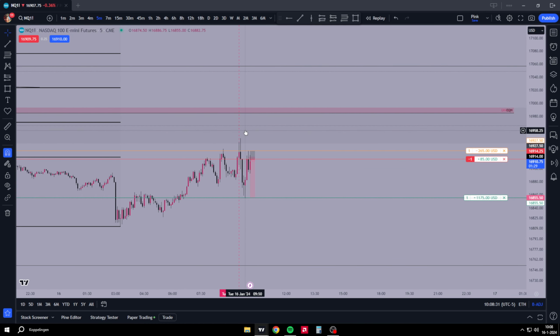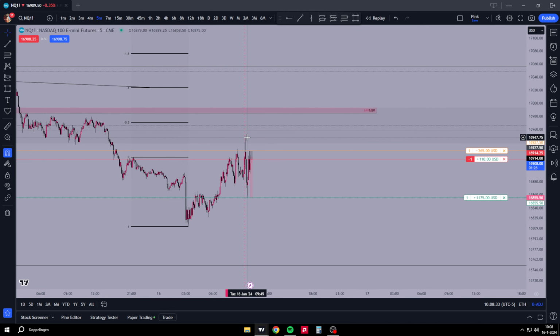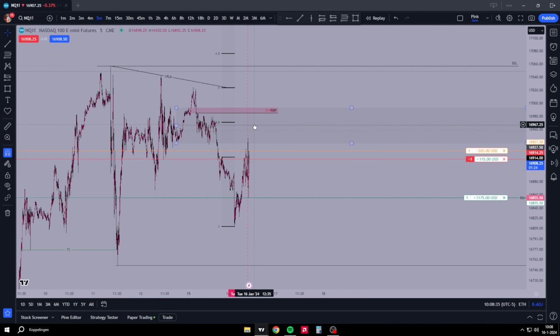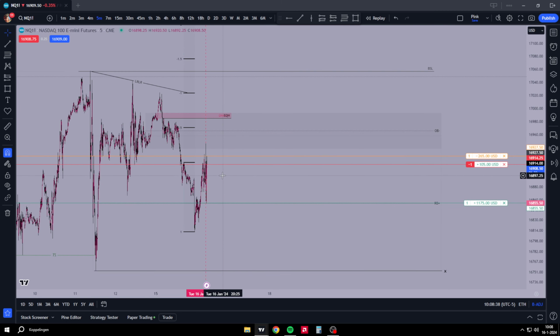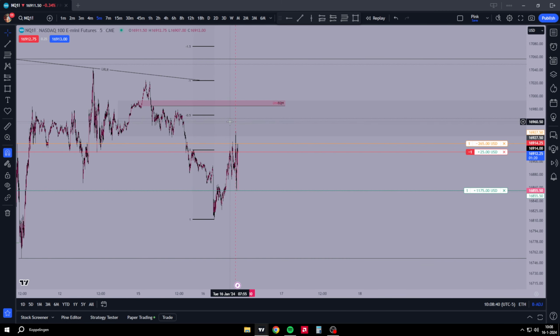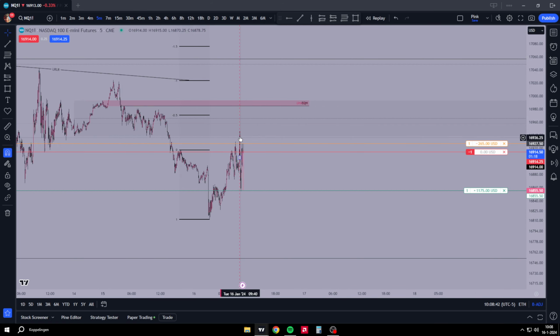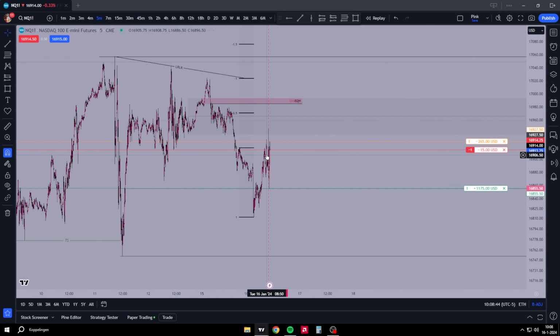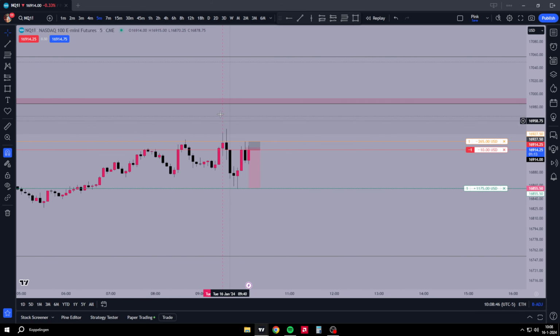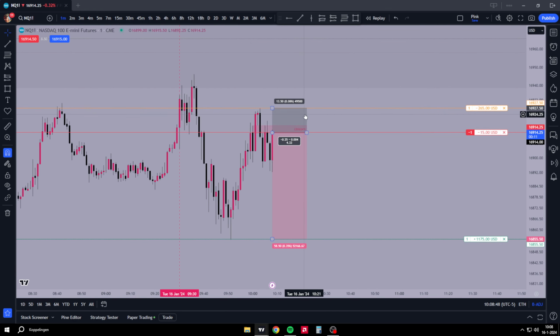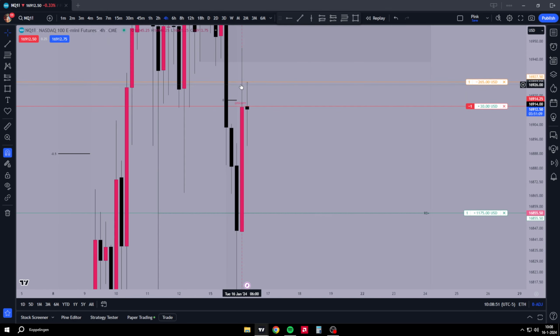But if we close above the first quadrant and we go near the mean threshold, but we don't tap into the mean threshold, then there's still buy side liquidity up there. But yeah, we just take this.